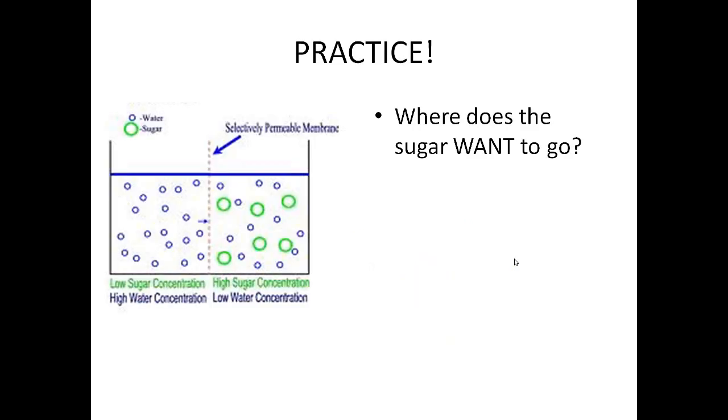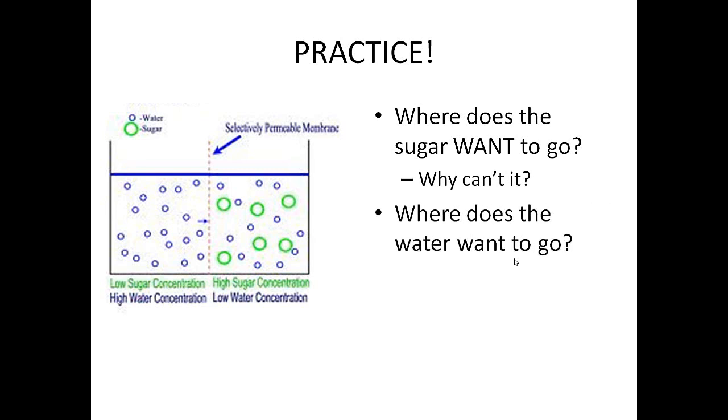Let's practice here. So, back to our first example. Hopefully you still remember from before what I said. Where does sugar want to go? It wants to go left. Why can't it? Because the membrane is semi-permeable. It's too big to get through. Where does the water want to go? Right. Can it? You bet it can. It's small enough to get through the selectively permeable membrane.